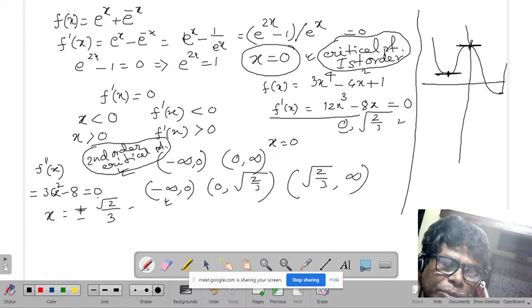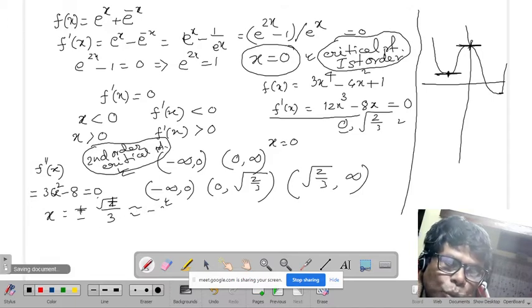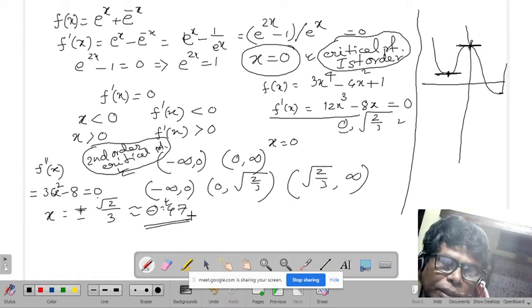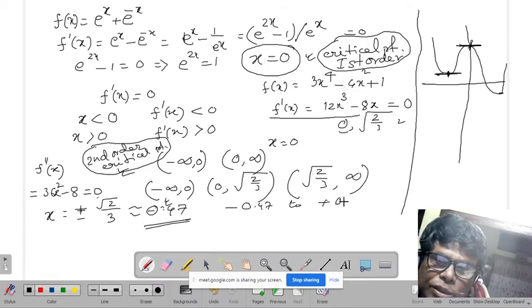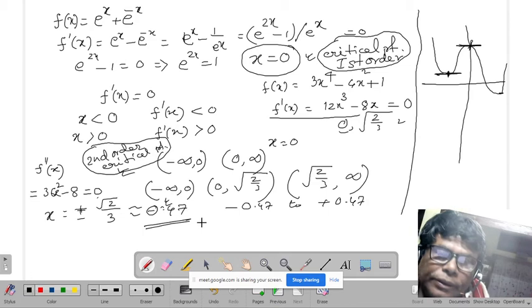Let us take, what is the value of root over 2 by 3? You can take that it is more or less equal to 0.47. Check it in the calculator, take the value to 2 decimal places. So it is minus 0.47 to plus 0.47. Now take any numbers.